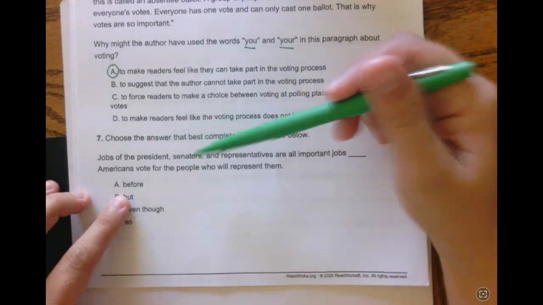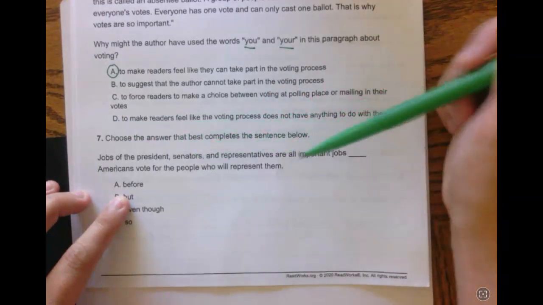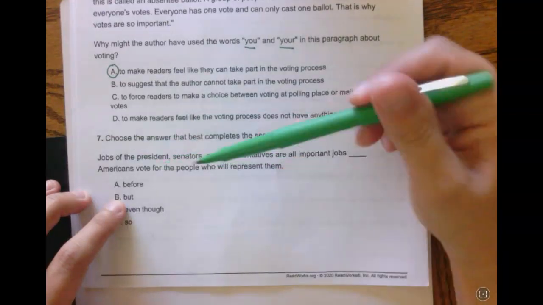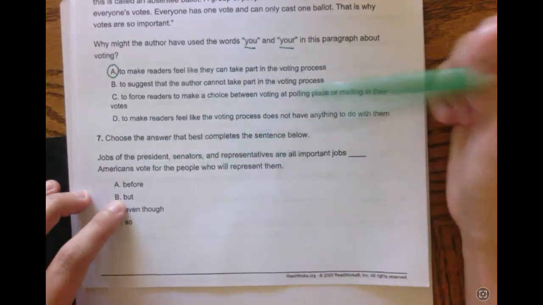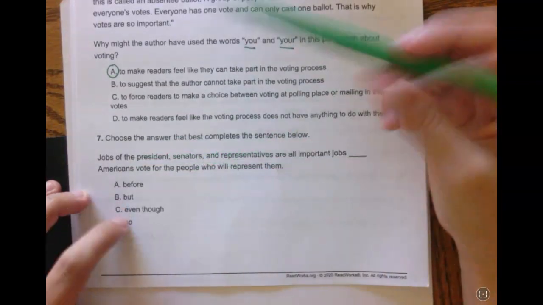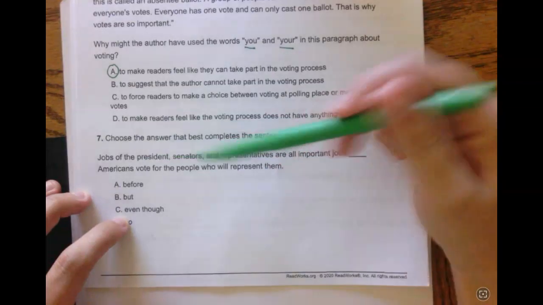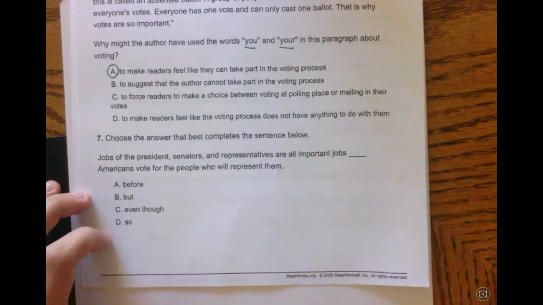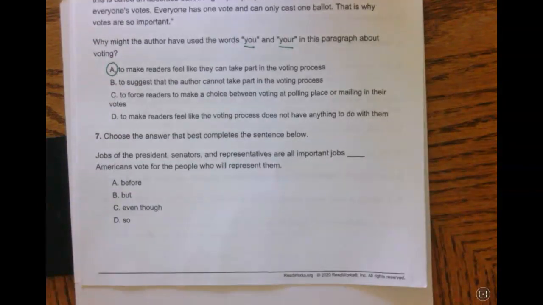Jobs of the president, senators, and representatives are all important jobs before Americans vote for the people who will represent them, but Americans vote for the people who will represent them, even though Americans vote for the people who will represent them, or so Americans vote for the people who will represent them. Please take a moment and make a choice.